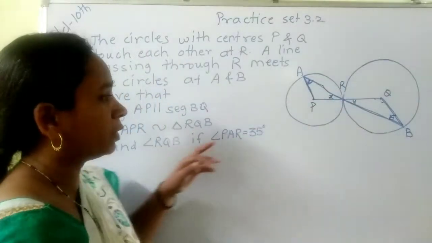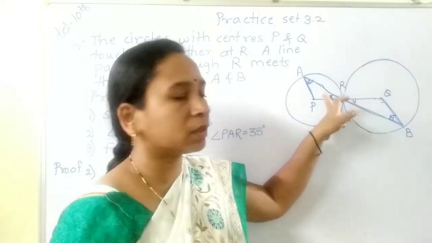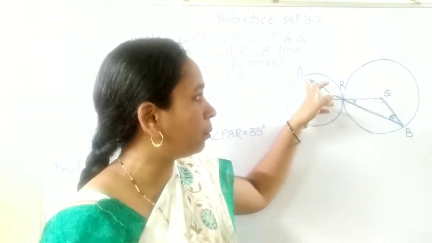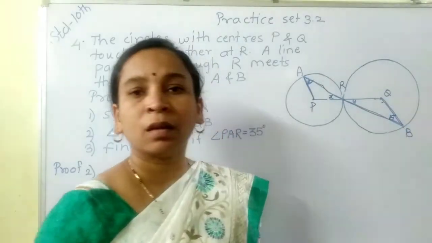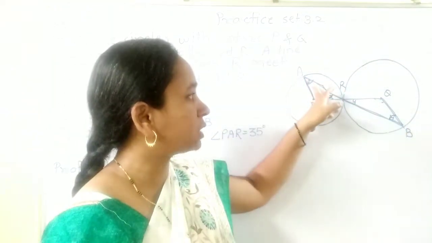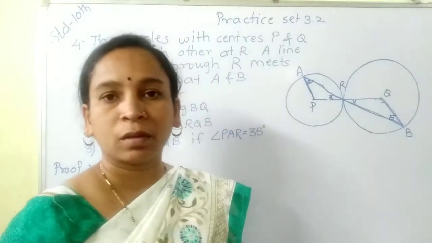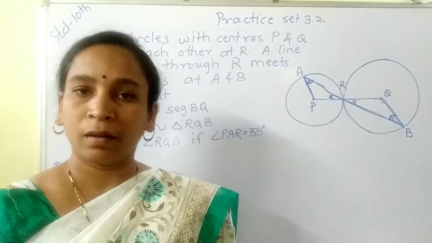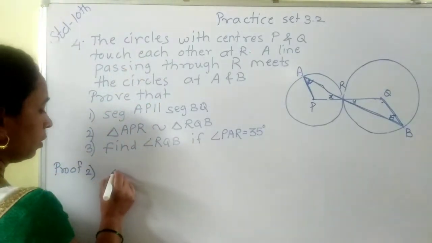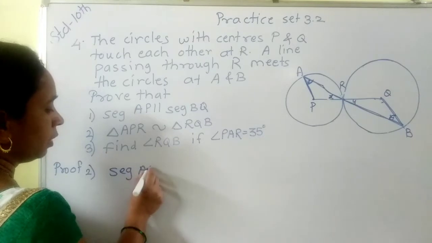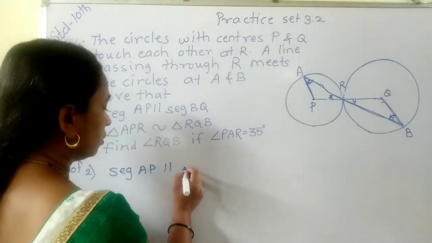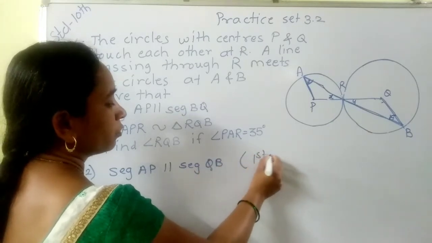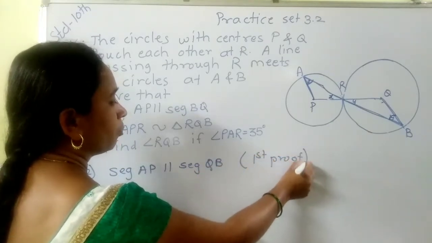To prove the second one, I am going to take this angle. These are the vertically opposite angles, so those are congruent. And in the first, we have proved this AP segment and QB are parallel. If it is parallel, then this angle and this angle are also congruent. So I can prove those two triangles are similar by AA test. So here, segment AP parallel with segment QB, first proof. We have proved the first one.